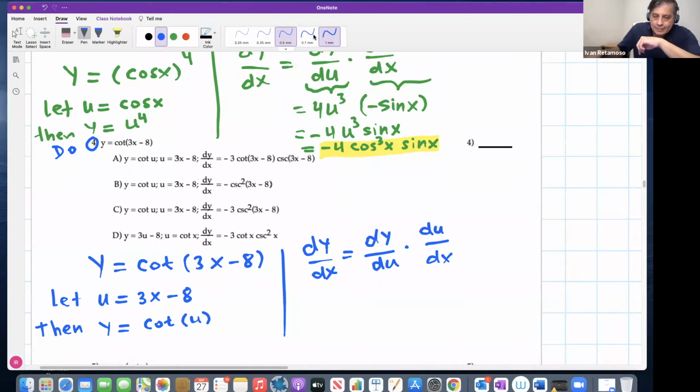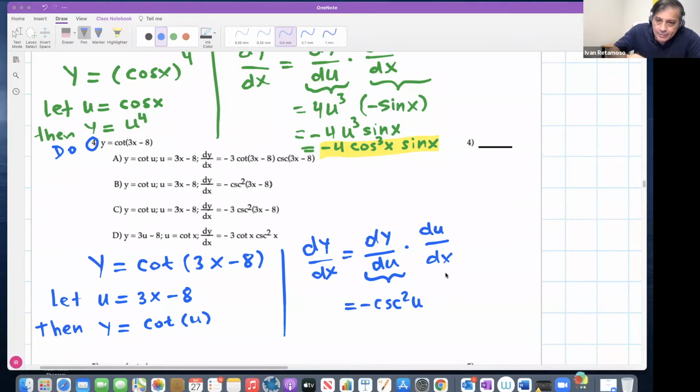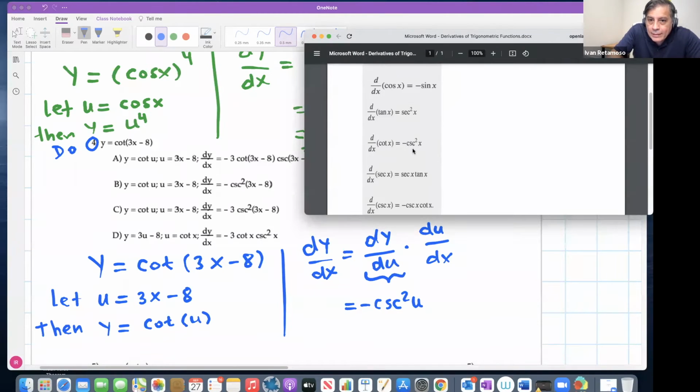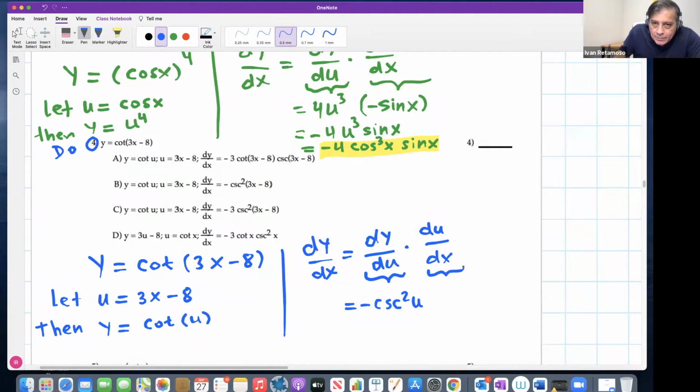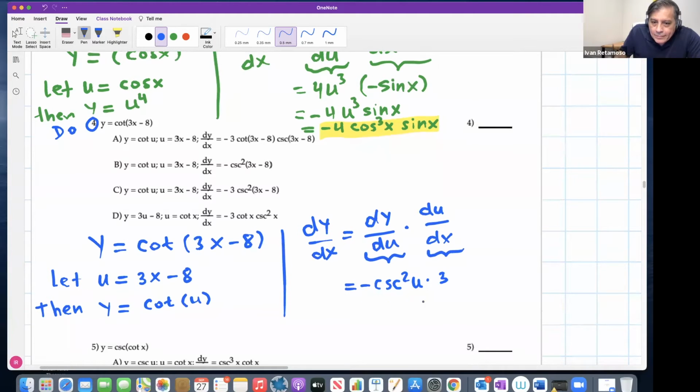So we start by writing out this dy du, the derivative of y with respect to u, looking at this relationship. Basically, it's the derivative of cotangent, but the derivative of cotangent is minus cosecant squared, right? Now times the derivative of u with respect to x, which is just 3, right? The derivative of 3x minus 8 is 3. So times 3. Now 3 times -1, -3 cosecant squared of u.